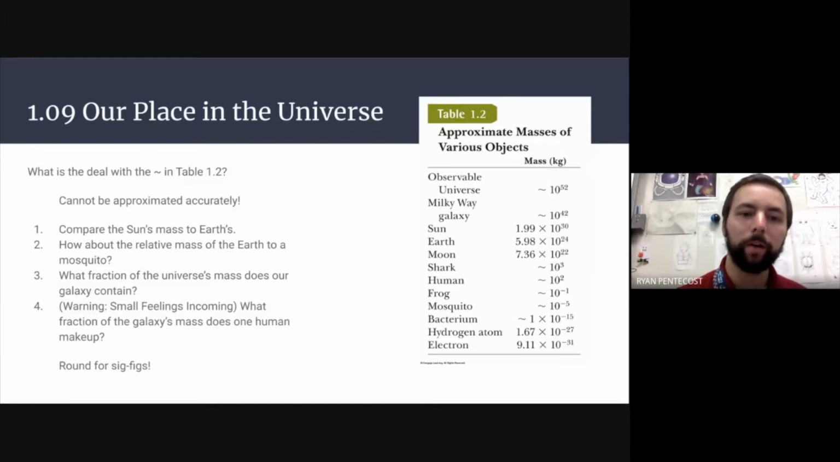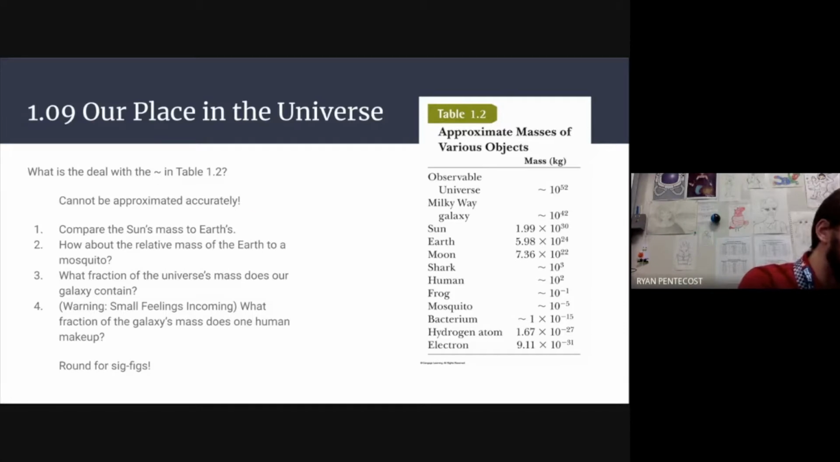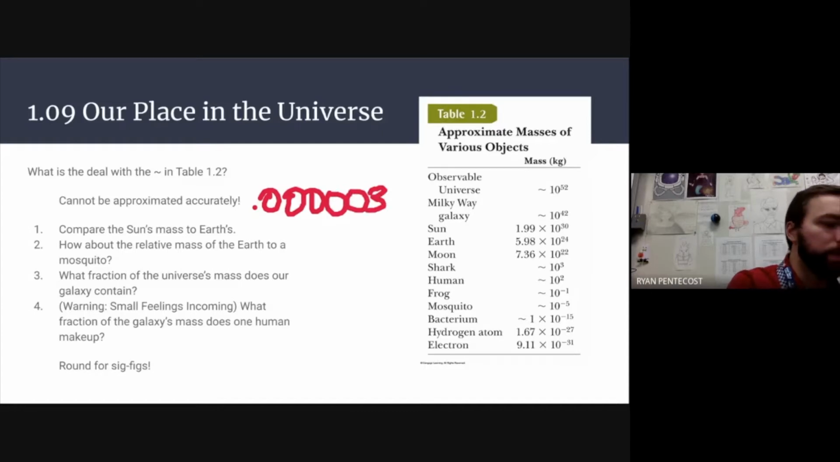All right, so we're comparing the sun's mass to the Earth's. It depends on how we want to compare it. Let's say Earth divided by sun: 5.98 times 10 to the 24th, divided by 1.99 times 10 to the 30th. And that gives us, how many zeros is that? 1, 2, 3, 4, 5, 3. So that is the result of that.